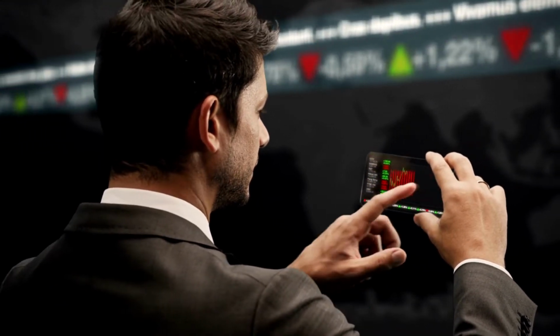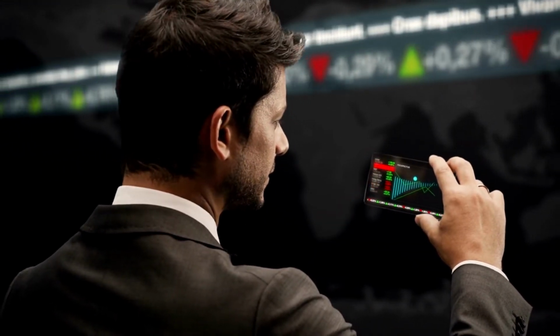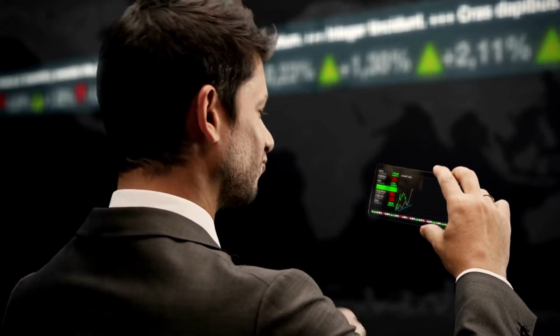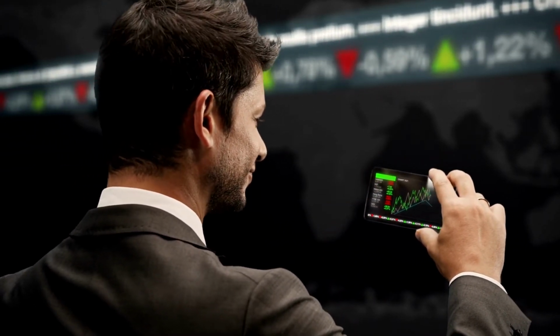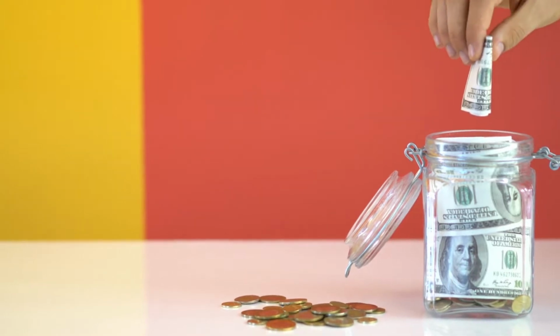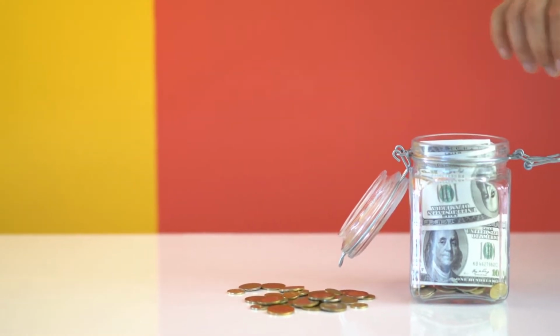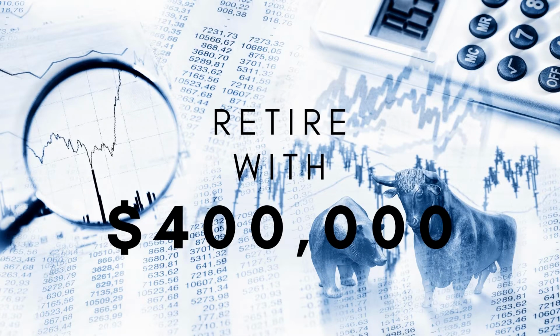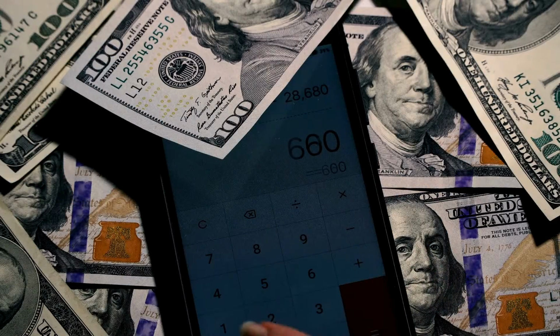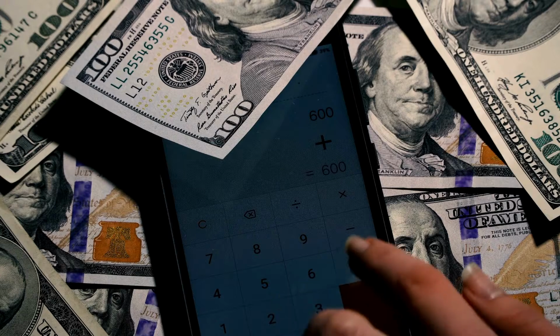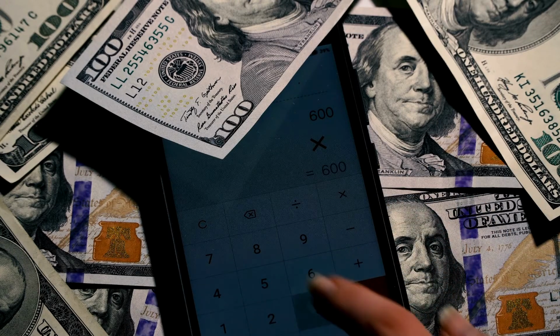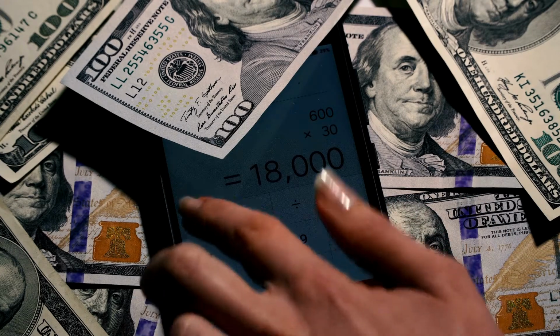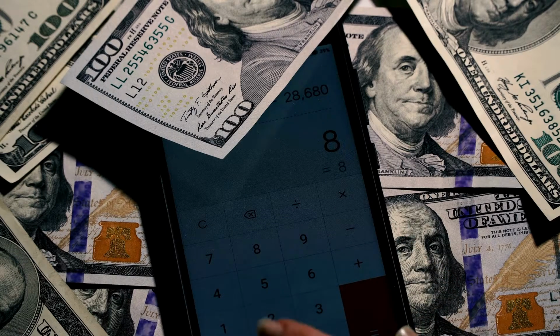The average 10-year return for the S&P 500 index is 13.6% annually. So if you would invest $100 per month with a 13.6% yearly return for 30 years, you would retire with $400,000 while only investing $36,000 of your own money. There is a tool called Compound Interest Calculator. It is free and the link will be in the description. I encourage you to play around with it and try to map out scenarios that are realistic to your situation.